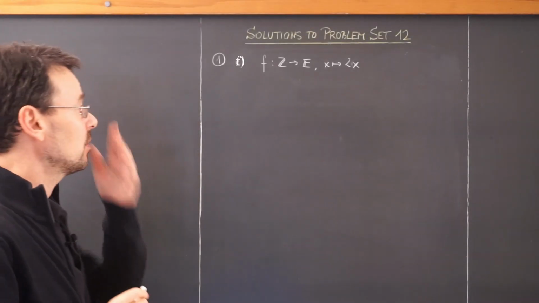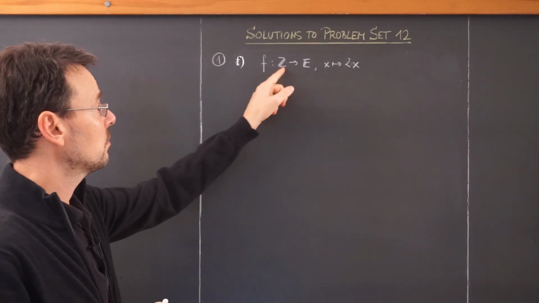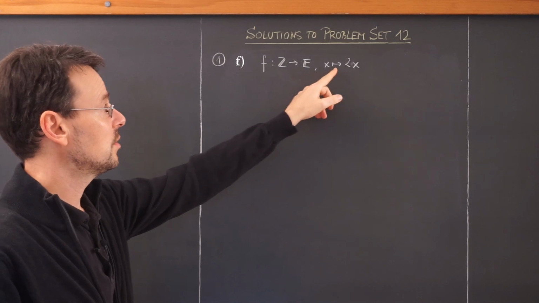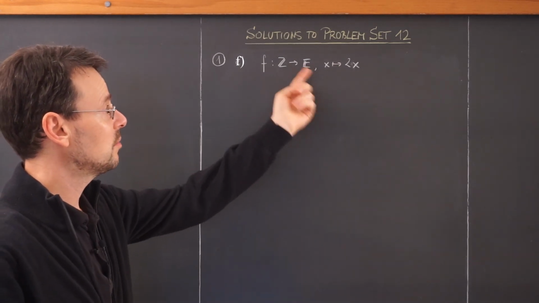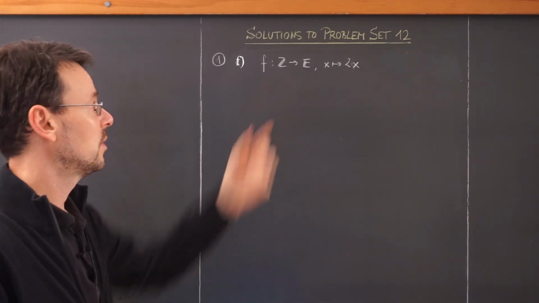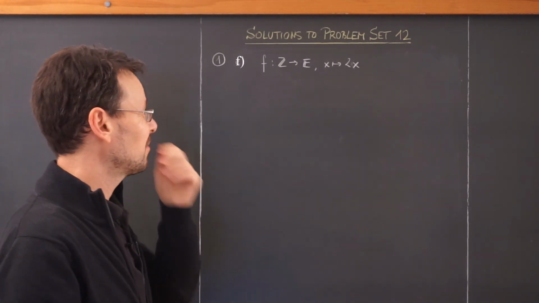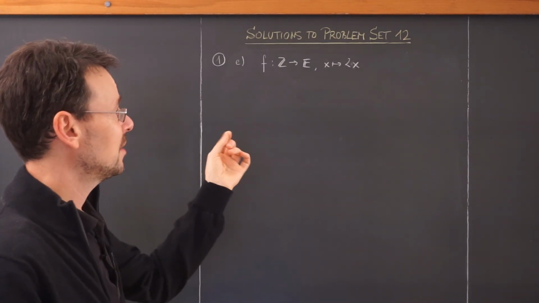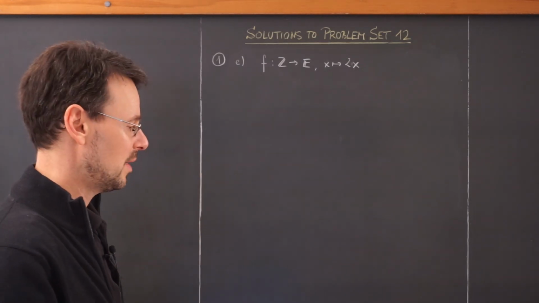Okay, last part of exercise number 1. We take this function from the integers to the even integers. X gets mapped to 2x. This clearly is well defined because 2x is an even number for any integer x. Now, I claim that f is bijective. This is easy to prove, but what are the ramifications of that?